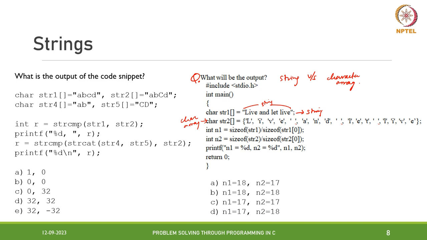Now you're calculating size of str1 divided by size of str1 of 0, and size of str2 divided by size of str2 of 0. So what does sizeof do? Just to make you remember, it returns the number of bytes occupied by the variable. So sizeof is the operator which returns the number of bytes occupied by that variable. We are printing n1 and n2, so what will be the output?